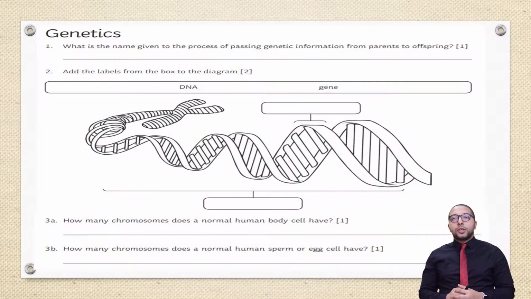Moving to the next question, it's more about genetics. So the first question, what is the name given to the process of passing genetic information from parents to offspring? Second question, add the label from the box to the diagram shown below. And then we have a third question asking how many chromosomes a normal human cell has, and the last question, how many chromosomes does a normal human sperm or egg cell have.